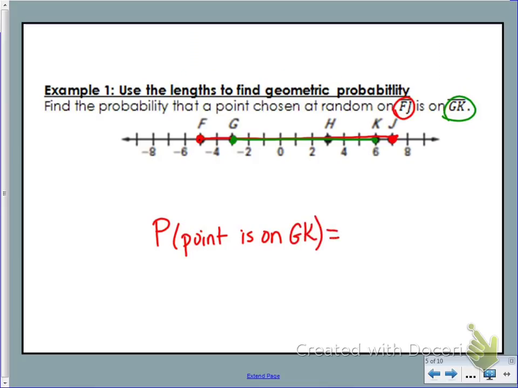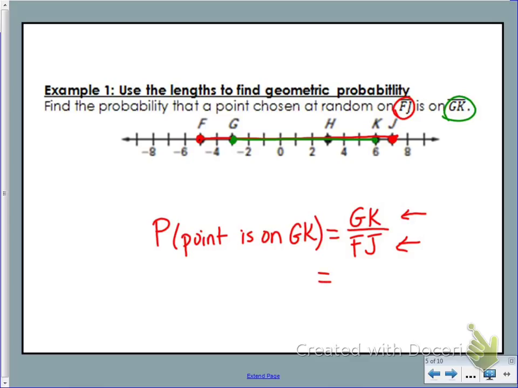So then our formula for this essentially is the length of GK. That's where we want it to be, so that's essentially where we would get our desired outcome over the entire length. Well, it's saying that the point is going to be chosen at random, not just anywhere on this number line, but specifically on FJ. So we have the part over the total length. So now let's continue on.